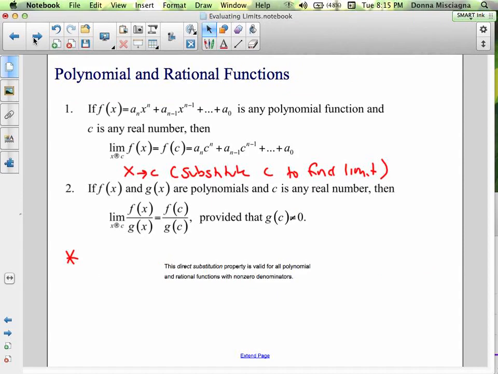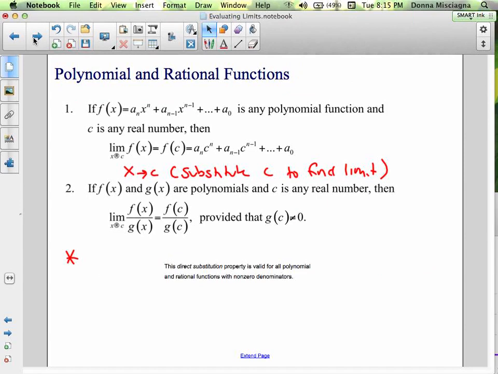So, polynomial and rational functions. If f of x is a polynomial function, we've got some coefficient, and then x raised to some power, and then another coefficient, with x reducing in power. If you've got any polynomial function, then you can use direct substitution. As x approaches c, you can substitute c to find the limit anytime it's a polynomial function, because they're very well behaved. They're such good little functions.